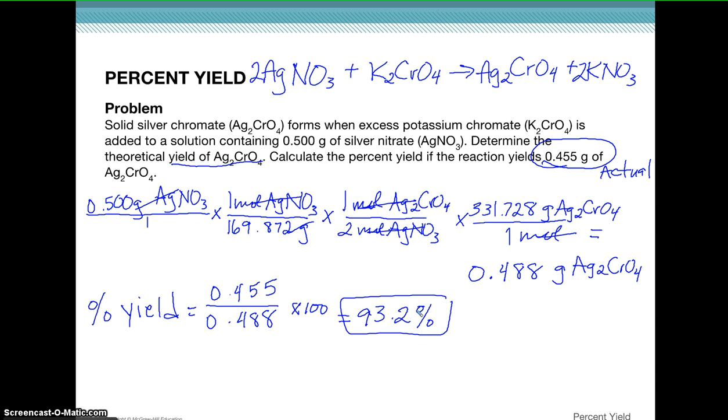So it's kind of the opposite of percent error. You want a really high percent yield, whereas before we wanted a low percent error. So 93.2%, that's a pretty good yield. Okay, so make sure you know that percent yield formula. We will be using it when we do lab calculations.